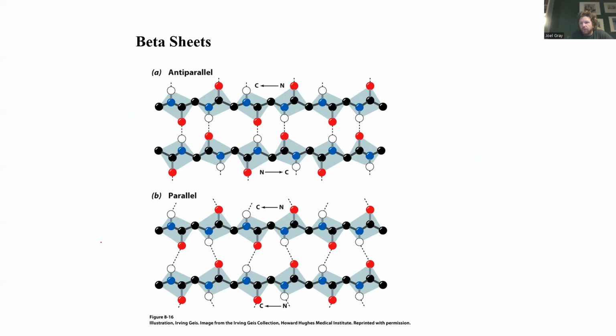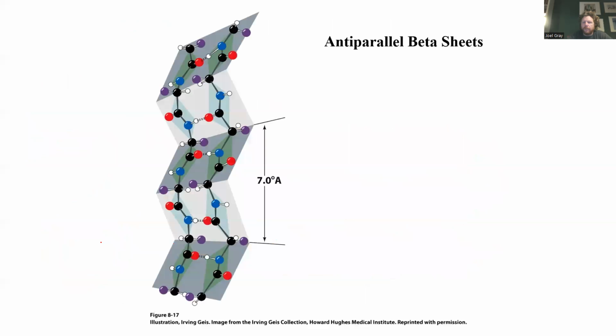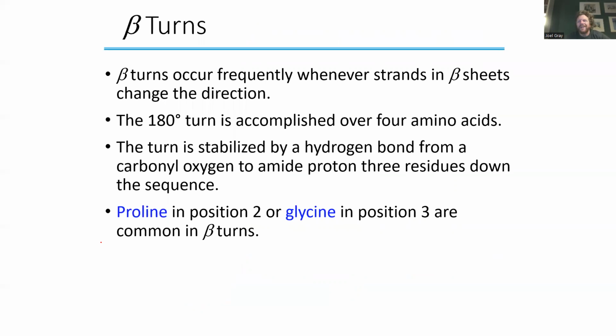So at the end of the day, the anti-parallel beta sheets are our stronger ones because our hydrogen bonds are straight. They're not strained. They are not at an angle or anything like that. Now, our anti-parallel beta sheets, as the stronger ones, are going to have our R groups protruding up and down from those sheets.